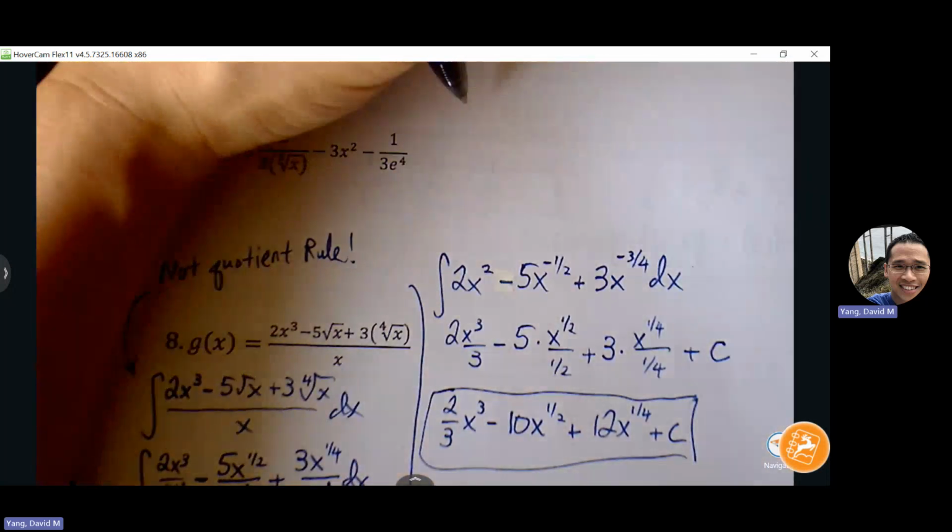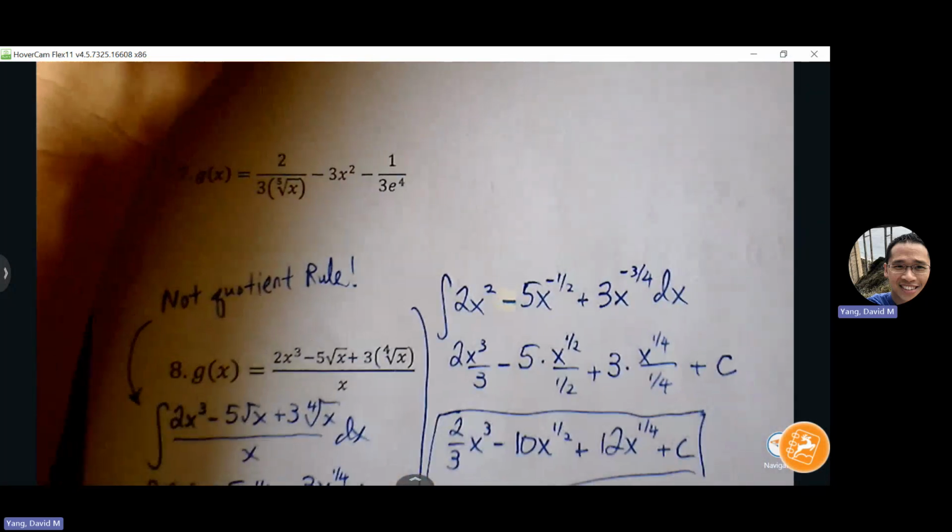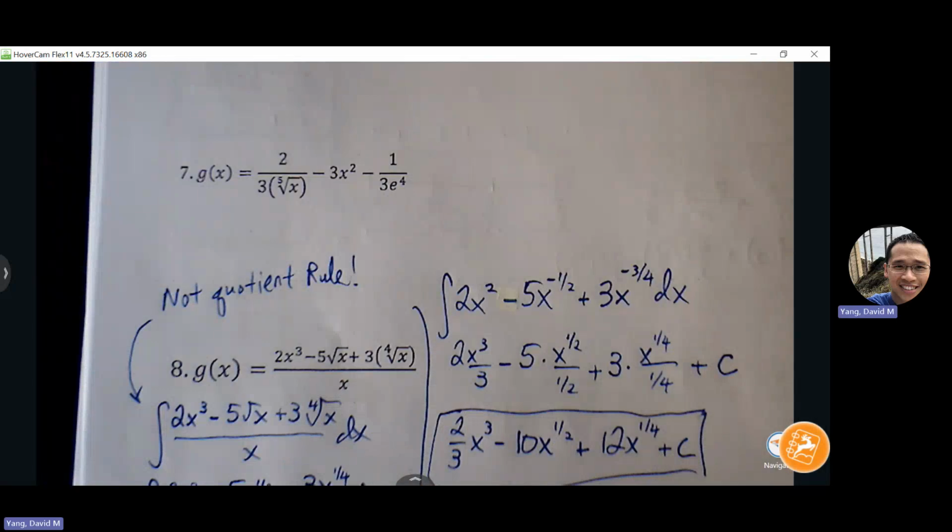Could there ever be like a log involved? No, we haven't done logs yet. We'll do that next unit. So right now it's just power rule and trig.